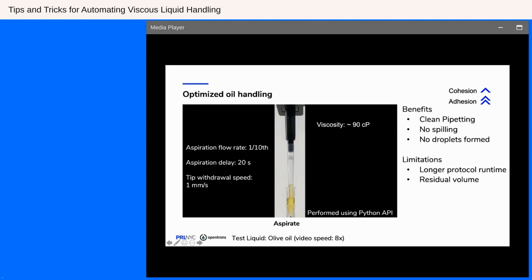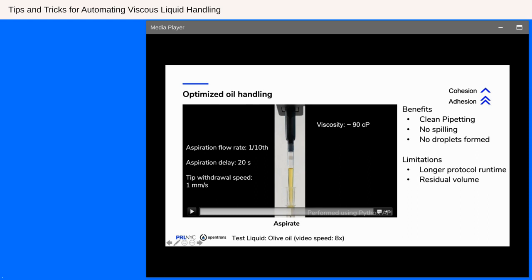We introduce a slower aspiration flow rate, allow some delay, and then withdraw the tip. In most of the videos, you may have noticed that the liquid is still being aspirated and suddenly the tip starts moving up. The phenomenon happening here is that slow aspiration is taking place inside the tip. The liquid is slowly being aspirated during the delay cycle.